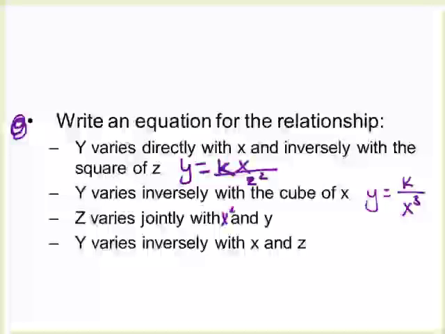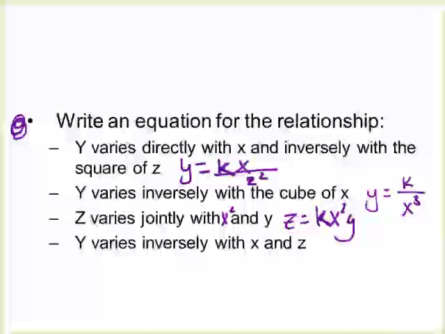The next one says z varies, so z equals. We always need a k. Jointly with, joint is a multiplication, and that will be with x squared and y. Could you put k y x squared? The order doesn't matter. Yep, so if you put the y first, that's fine.